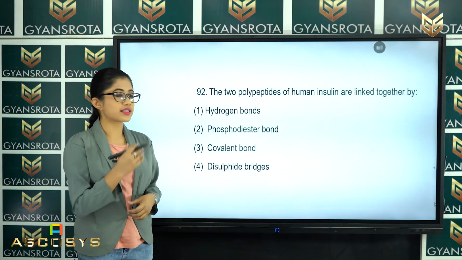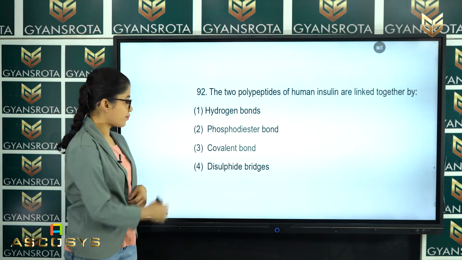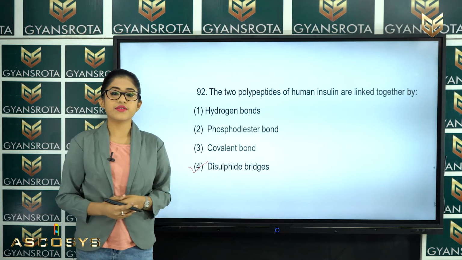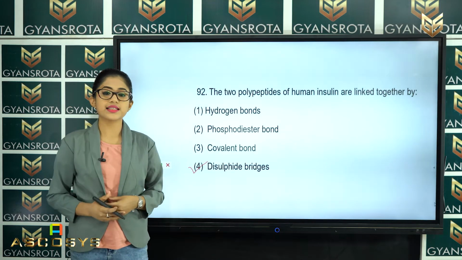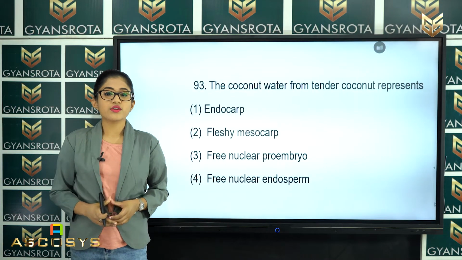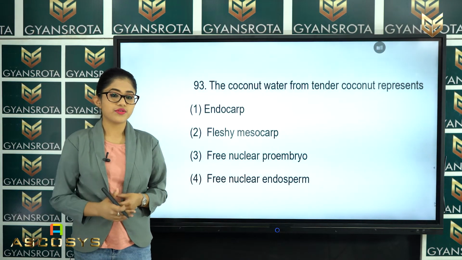So which among them is the correct answer? That is option number 4, disulfide bridges. So this is the correct answer of this question. Now let's see the next question. The next question is question number 93.